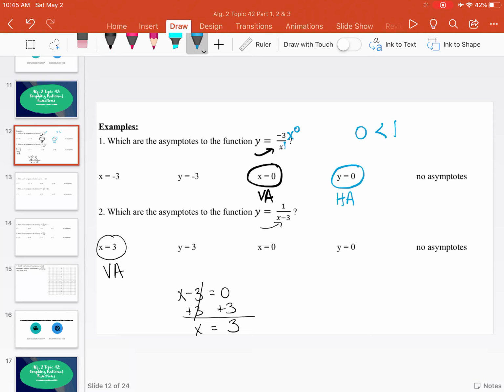For the horizontal asymptote, again here we notice that we don't have a variable in the numerator. So this is really x to the 0th power. Because 0 is again less than 1, we know as x gets bigger and bigger and bigger, our fraction will get smaller and smaller and approach 0. So our horizontal asymptote is at y equals 0.